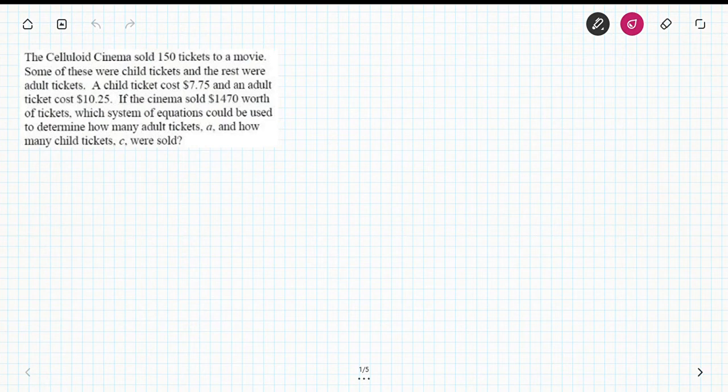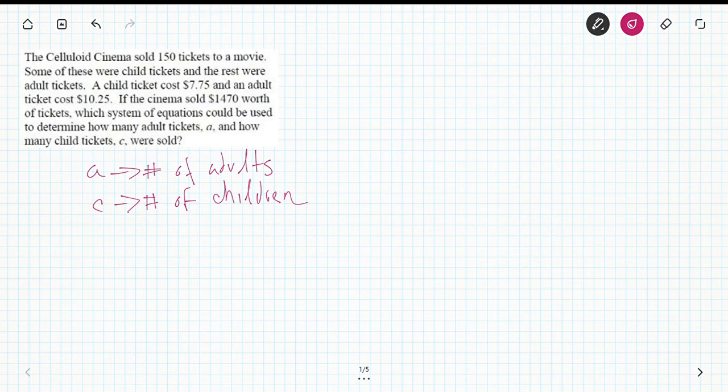Now this is a classic example where we have two unknowns, we obviously have two prices, and we have two situations that we need to set up. One that talks about quantity and another one that talks about price. Okay, so what are the two things we do not know? We do not know A, which is the number of adults. Okay, we also do not know C, which is the number of children. Okay, so let's write that there.